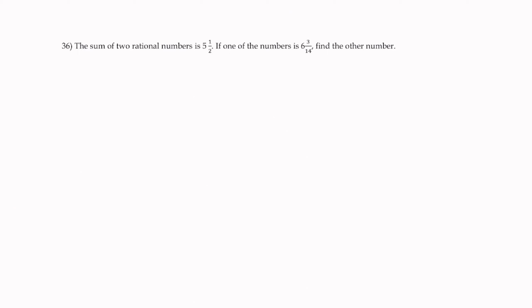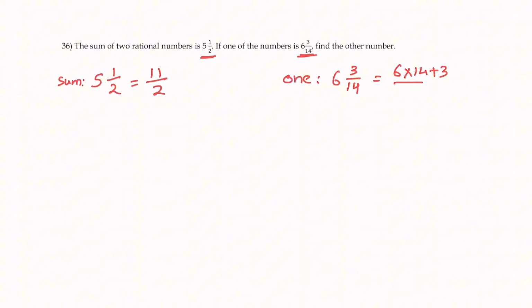The sum of two rational numbers is this. What are we given? The sum, which is 5 1/2. Let's convert this. So that is 5 times 2 is 10, 10 plus 1 is 11/2. If one of the numbers is 6 3/14, which is equal to 6 times 14 plus 3/14, which is equal to 87/14. Find the other number.